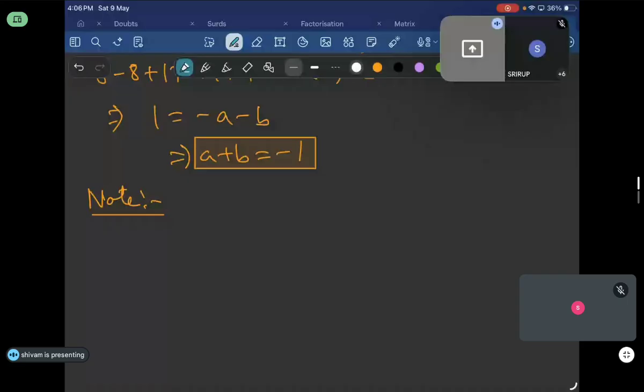Okay. So everyone, sometimes the quadratic will not be given to you. So what will you do? You have to form a quadratic. For example, if x equal to 2 plus root 3 is given, means x's value is given to you, and you need to find out the value of the expression. So how will you proceed?